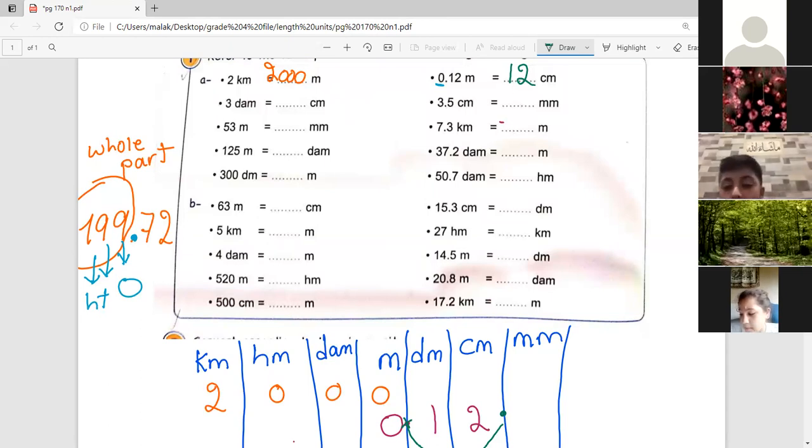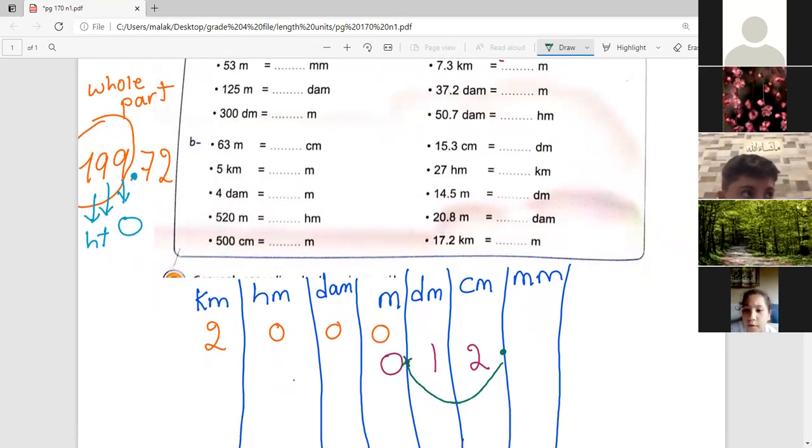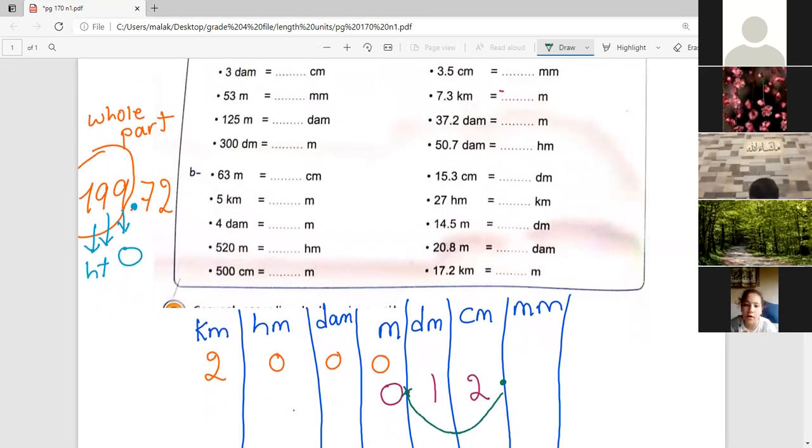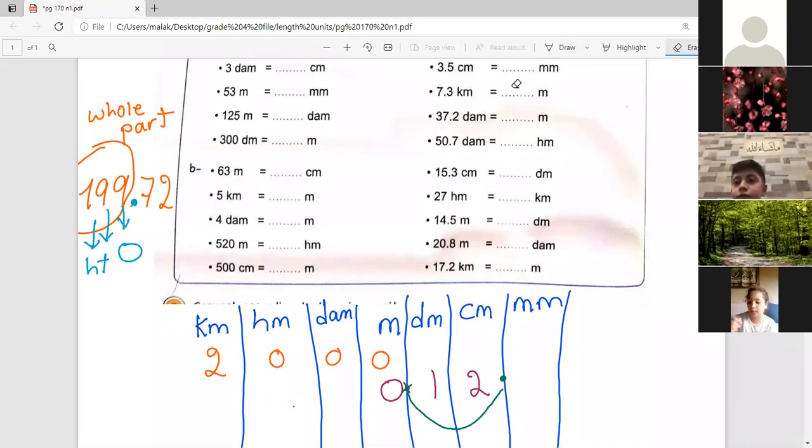Times 10 divided by 10, Yaren? No. If you're going backwards or frontwards, I'm going to give you an example. The 3.5, if you're going to the left, you move the point one time because it's centimeter going to millimeter. So we move it one time. If it's decimeter to millimeter, we move the point two times. Yes, that's my way, Yaren. It's easy.